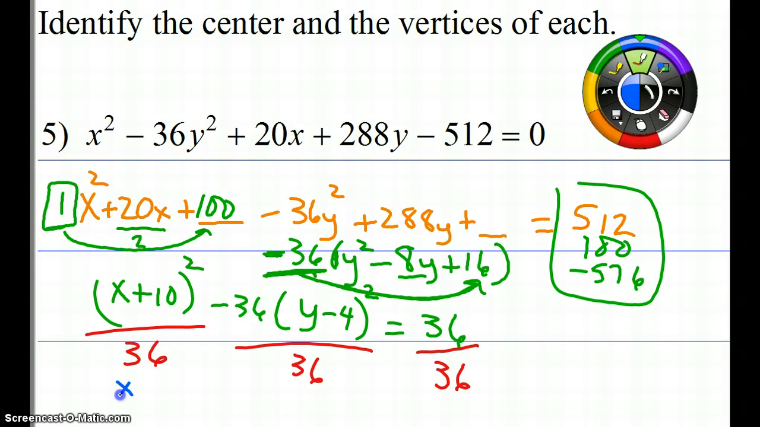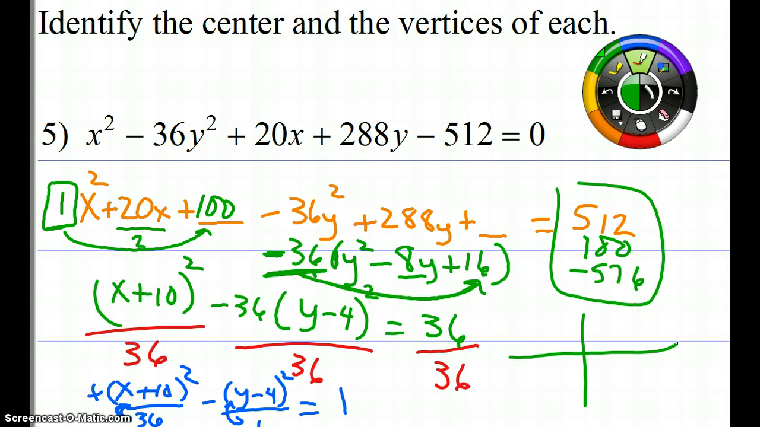Our center will be at negative 10, positive 4. We will go right and left the square root of 36. We will go up and down on our hyperbola, 1. And then our hyperbola, since the x squared is positive, it will go right and left. So again, I just said a lot of things, so let's remember how to do a hyperbola. The center is at negative 10, positive 4. So this is my center.